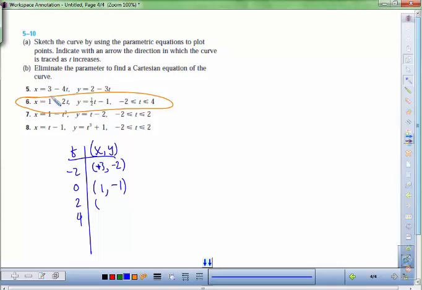Okay, when t is equal to 2, where am I at? 0, comma. Oh, sorry, the first one was -3. -3, comma, 0. Oh, we're just getting the wrong numbers. When t is equal to 4, where are we? -7, 1.